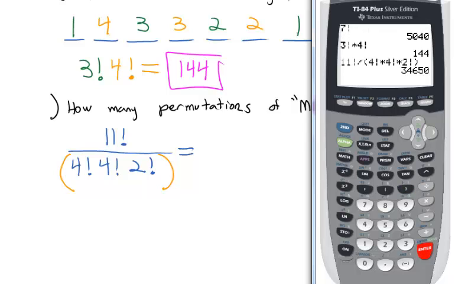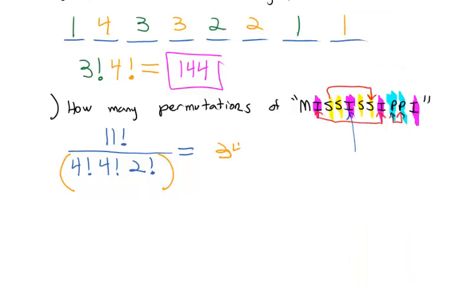How many ways can Mississippi be rearranged? 34,650. 34,650 ways we can rearrange the letters of Mississippi to get different unique words. Most of them nonsensical words, but there's 34,000 different unique words.